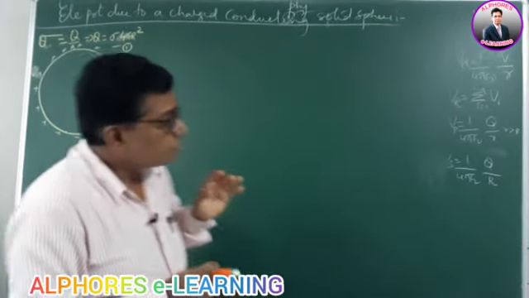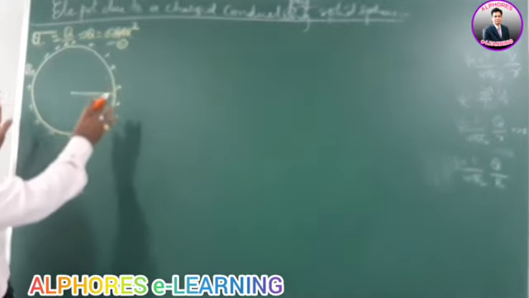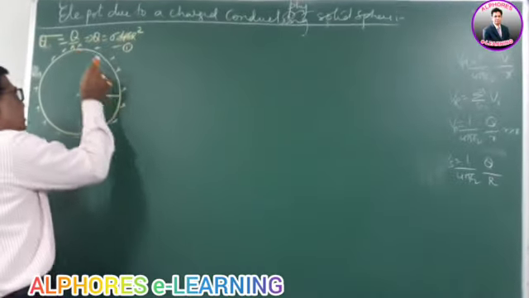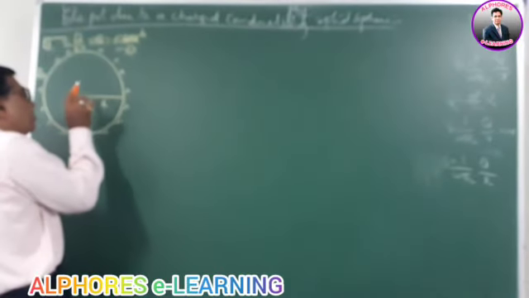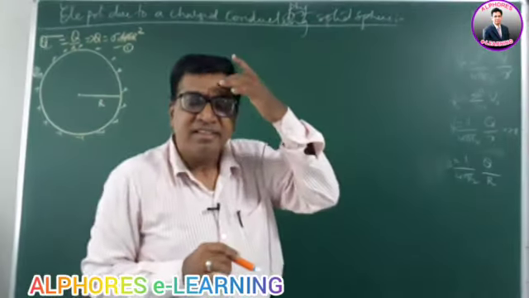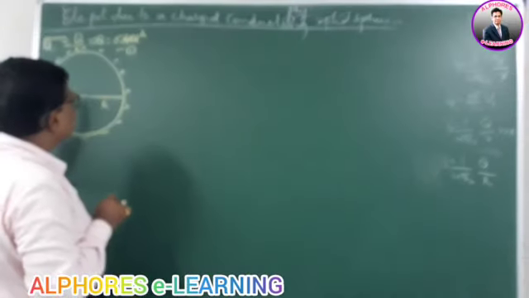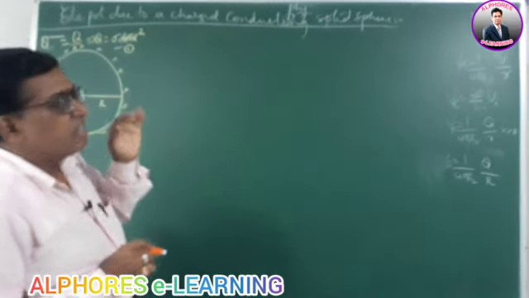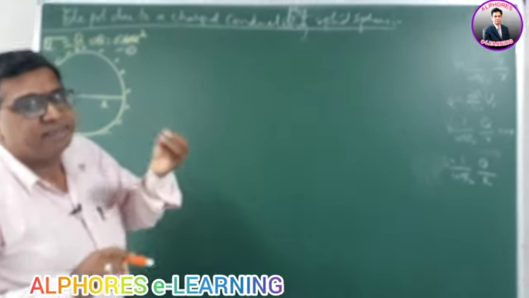You know, for a charged conducting sphere, all the charge is on the surface. With respect to any point outside, all the charge behaves as if it is concentrated at the center of the sphere. It behaves like a point charge. And also inside the sphere, the field is zero.